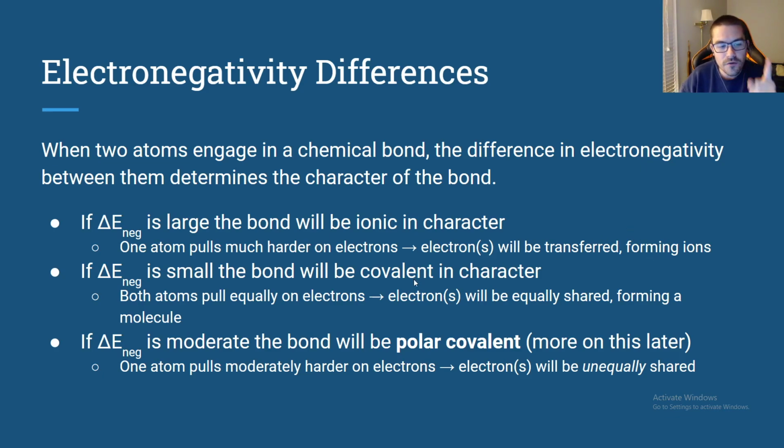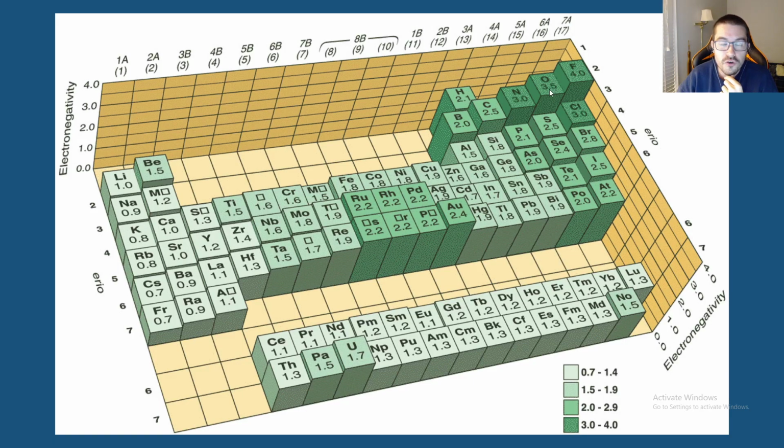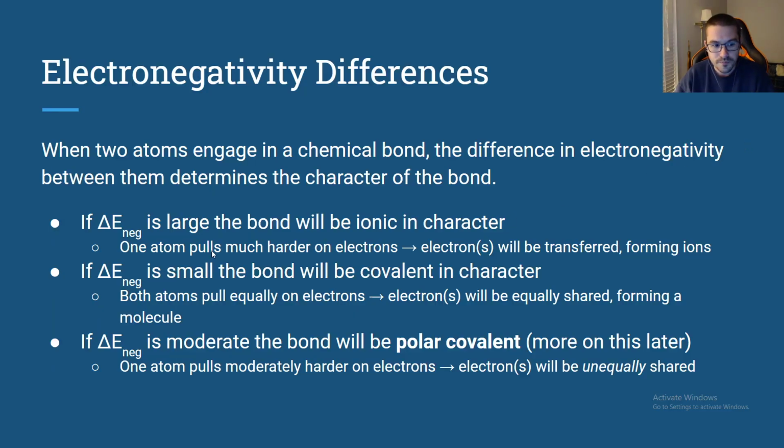If the difference in electronegativity is small, however, let's talk about just two oxygen atoms. One oxygen atom over here, one oxygen atom over here. The difference in electronegativity between those two is 0, right? It's the same element. But we know that O2 is a real thing. O2 is what we breathe in. You're breathing it in right now. That is a real chemical. That is a real molecule.